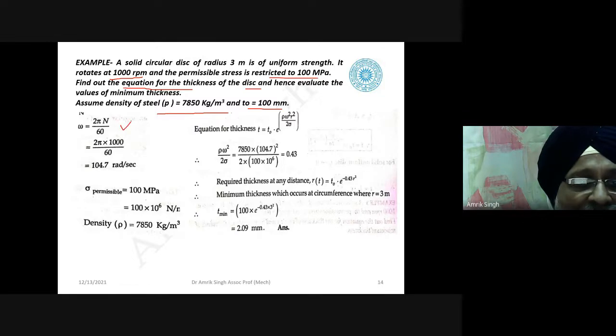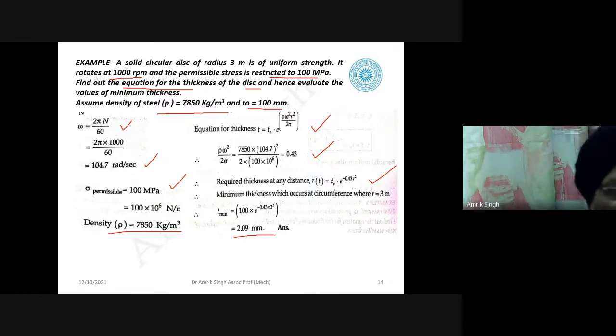First of all, we will calculate omega is equal to 2 pi n upon 60. So n is 1000 rpm, so we will get 104.7 radian per second. Sigma permissible is equal to 100 megapascal. So density is this. Now, the equation for the thickness we have just derived. We will first calculate this factor, rho omega square upon 2 sigma. Rho is given, omega we have calculated, 2 into sigma is given as this, because it's the permissible stress. So it is 0.43.